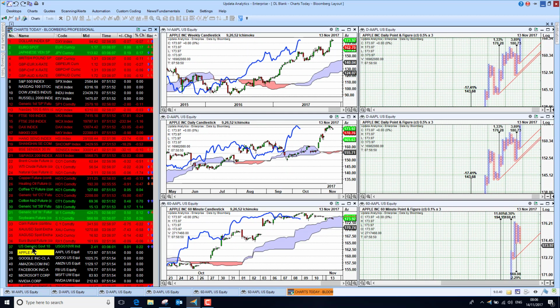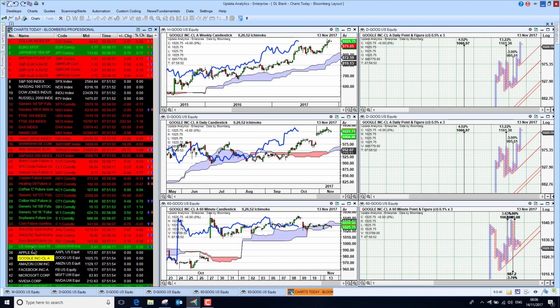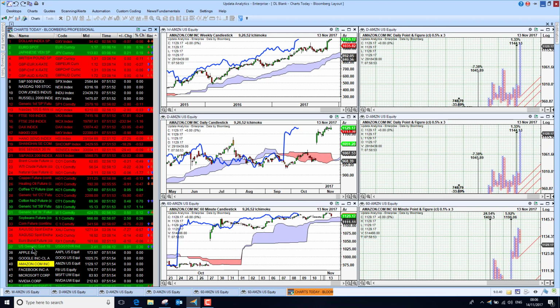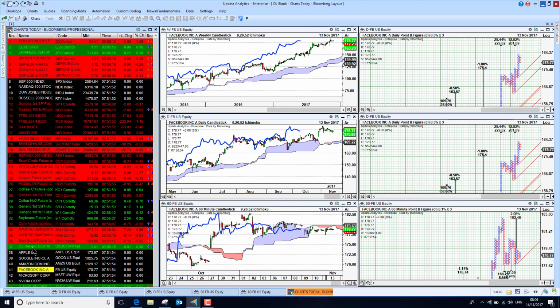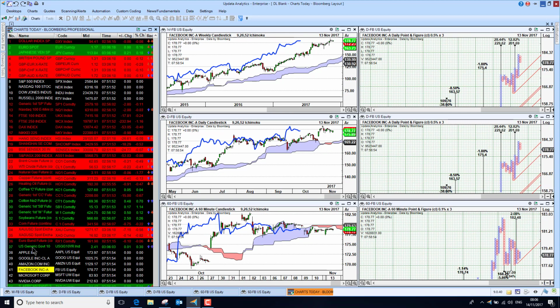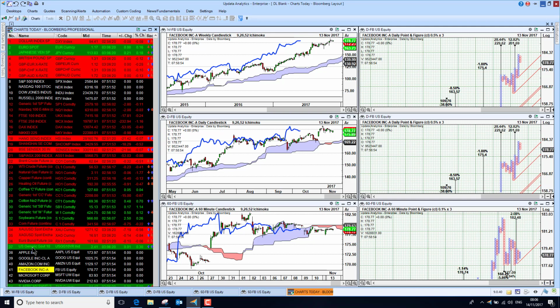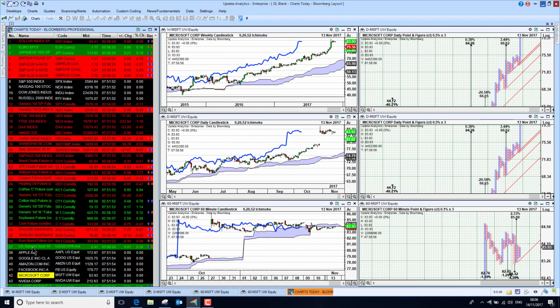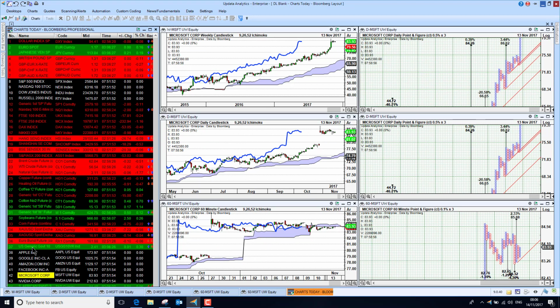Apple looking fairly strong, flat yesterday but still bullish on all 3 time frames. Google flat as well but still bullish. Amazon also holding its bullish position. Facebook just struggling a little bit, coming back below the cloud, but still holding on the lagging line, and great upside target, so still bullish. And Microsoft also just a bit flat but holding on.